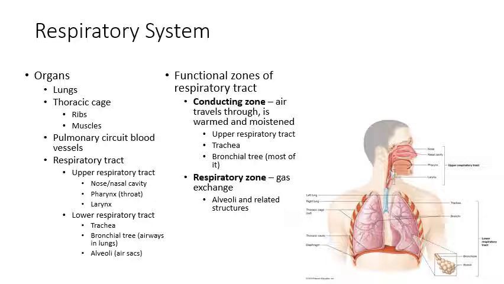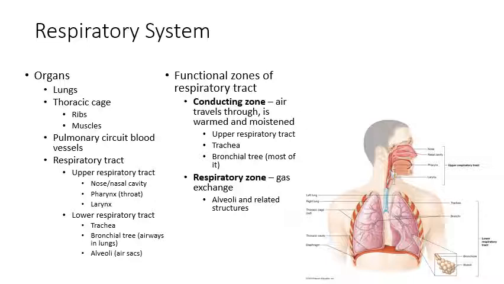that together. Then also you have all of the blood vessels that are in the pulmonary circuit. All of them count as part of the respiratory system, as well as part of the cardiovascular system. And finally, you have the respiratory tract. You have a couple ways of dividing the respiratory tract. It can be done anatomically or functionally.